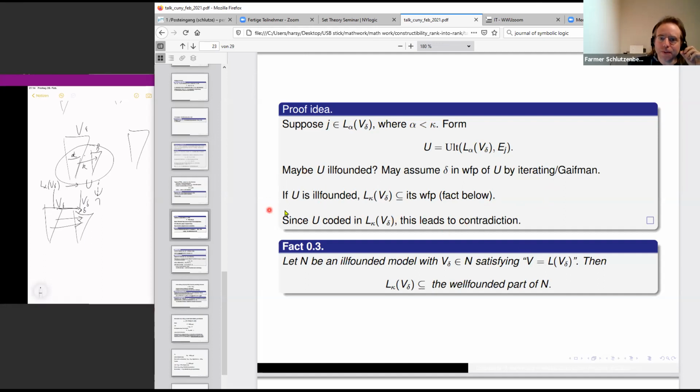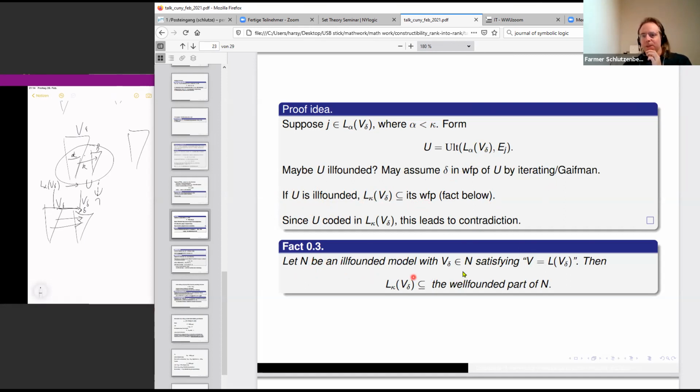Okay, so we can get the delta fixed. The key new issue then is that we might have U ill-founded, but sort of higher than there. But there's a convenient fact here that says that in this case, L kappa V delta has to be contained in its well-founded part. So that's this fact here.